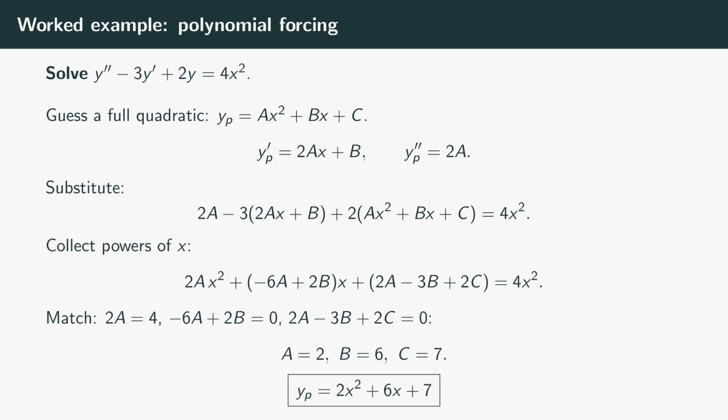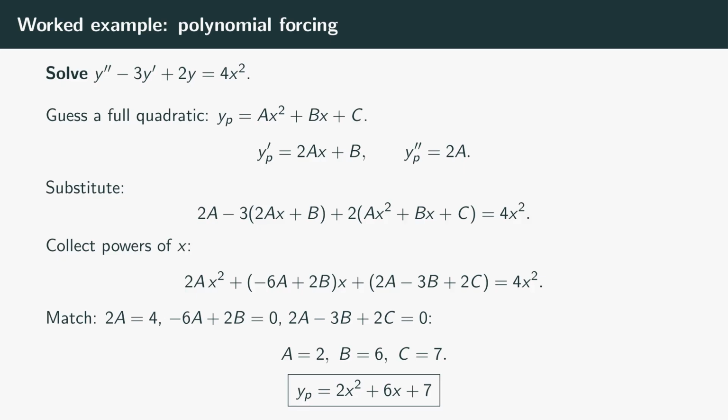Compute the derivatives. Yp prime is 2ax plus b, and yp double prime is 2a. Substitute all 3 into the equation. Now collect by powers of x. The x squared coefficient is 2a, the x coefficient is negative 6a plus 2b, and the constant is 2a minus 3b plus 2c. Match these to the right side, which is 4x squared with no x term and no constant.